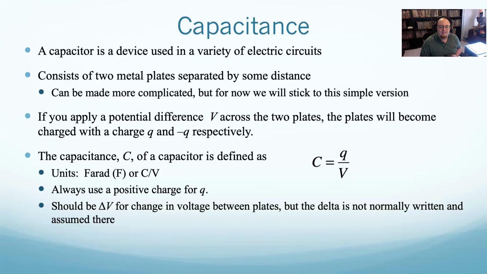And we define the capacitance, which uses the symbol C, once again, as the charge over the potential difference between the plates. Of note, capacitance has its own unit of farads. Farad uses the symbol capital F, where 1 farad is a coulomb per volt.